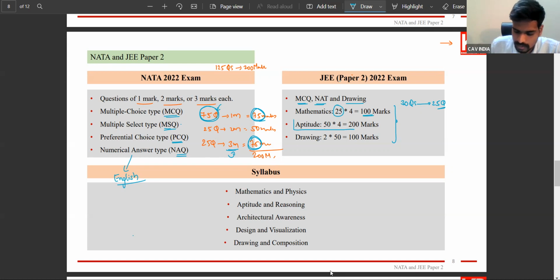Aptitude is the most important scoring area. Aptitude includes the concepts of architecture like visualization of 3D objects, understanding mirror images, water images, understanding pattern sequences, identifying missing objects or missing figures. All these are the concepts included in the aptitude part in the JEE exam.